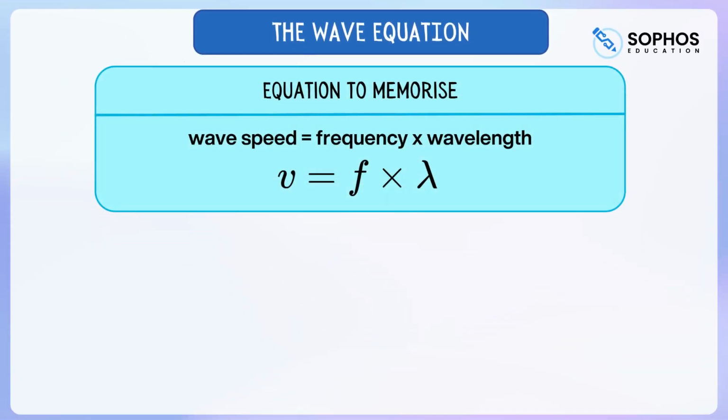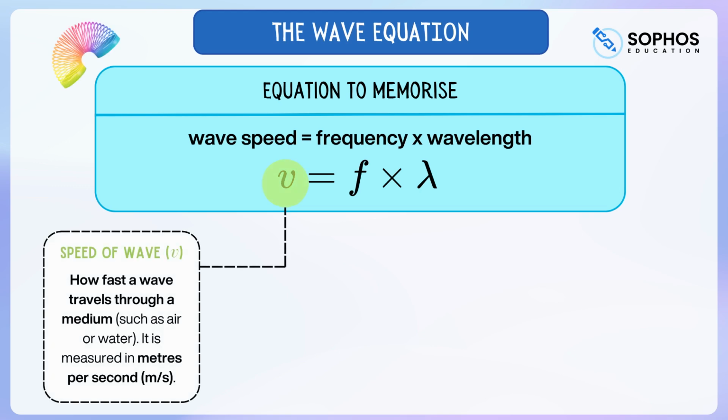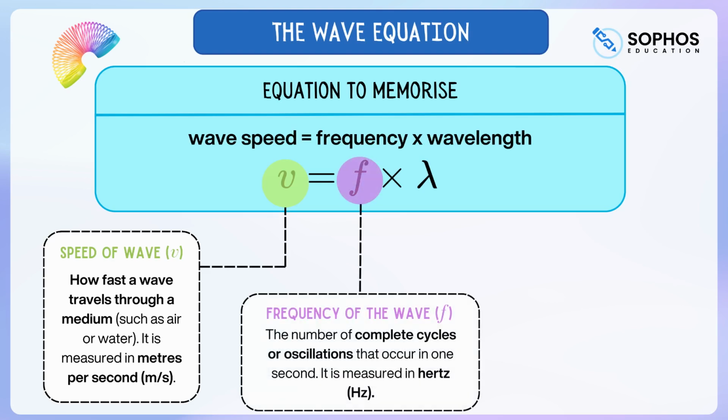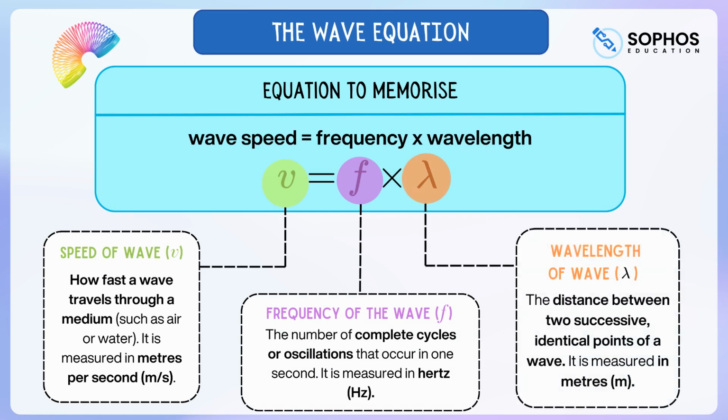In today's lesson, we delved into the wave equation, focusing on its components and applications. The speed of the wave, v, is how fast the wave travels, measured in meters per second. The frequency of the wave, f, is the number of complete cycles per second, measured in hertz. The wavelength of the wave is the distance between consecutive identical points on the wave, measured in meters. Finally, we went through a few problems to consolidate our understanding.